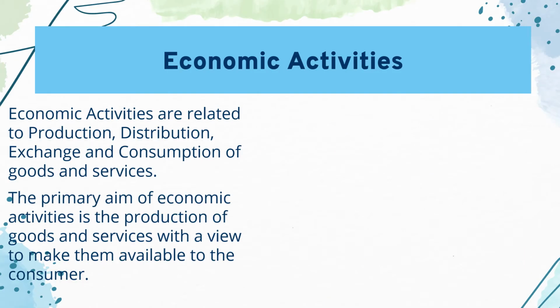Before we actually get down to defining what is economics, it is right for us to look at what are economic activities all over again. Now, economic activities we know are related to production, distribution, exchange, and consumption of goods and services. The main aim of economic activities is the production of goods and services with a view to making them available to the consumer.